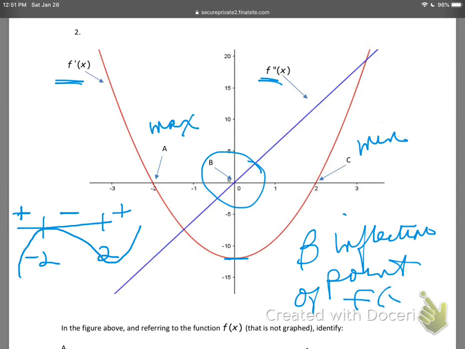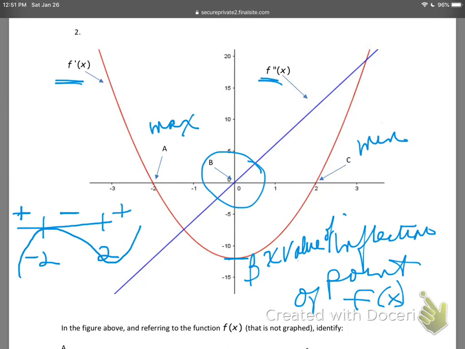And is it really the whole inflection point? Let me rewrite this a little bit. So eliminate that for a minute. It's the x value of the inflection point. So that's what B is. Okay, so we have max, x value of inflection point, and here really it's the x value of the max and the x value of the min.